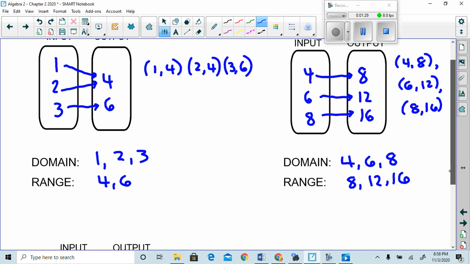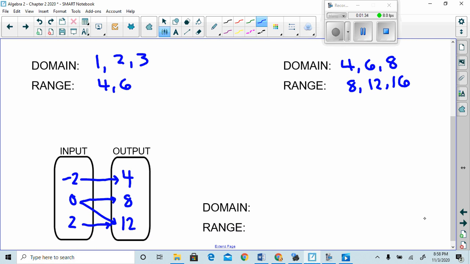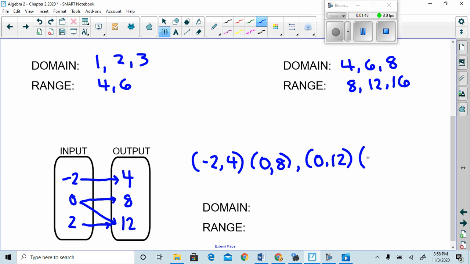Let's look at one more. Again, I can write these as ordered pairs. -2 is paired with 4. 0 is paired with 8. As arrows are pointing to them, 0 is also paired with 12. And 2 is paired with 12. Listing the domain: -2, 0, 2. I only need to write 0 once. Range: 4, 8, and 12.